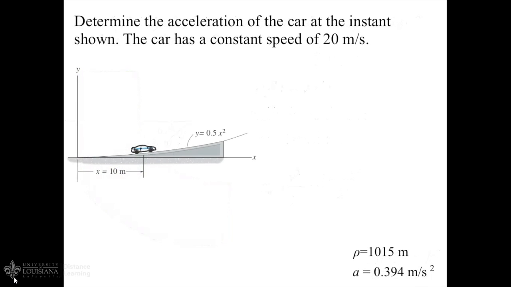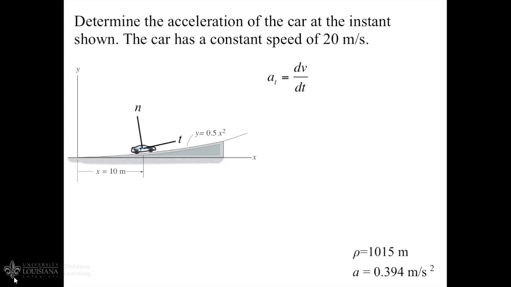Finally, let's consider this problem. Here we want to determine the acceleration of the car at the instant shown. The car has a constant speed of 20 meters per second up the incline. To solve the problem then, we first will set up our nt axes. They look like this, and of course remember they're fixed and the car just happens to be at this location.